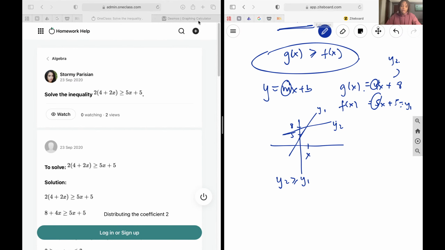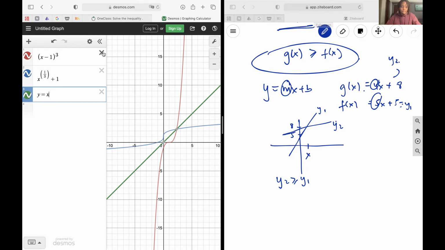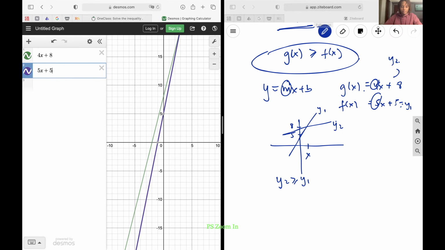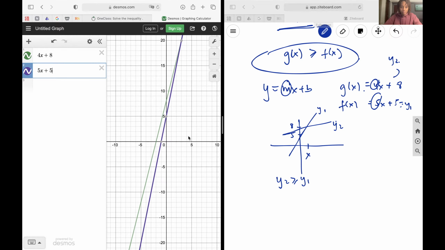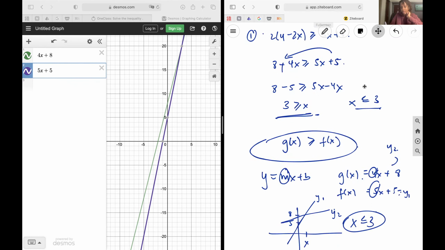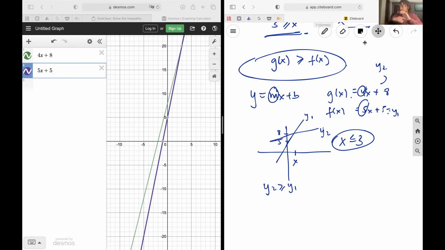And so, as I said, just go to Desmos. Plus 5. Oops. Okay, so I see that they meet at x is equal to 3. And for values below 3 is where I have my y2 being greater than y1. And so my answer to this question by visual inspection is x is less than or equal to 3, which I had found by doing the math. And so that's going to be it for this question.